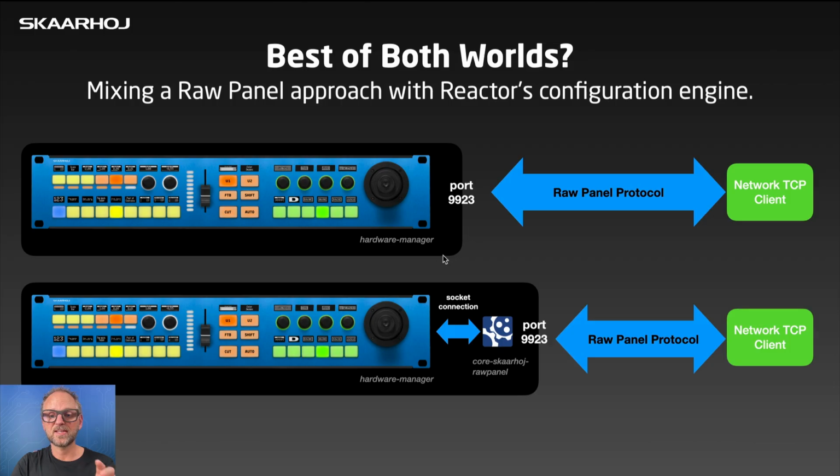So what we have right now is in fact the situation that we saw on the slide. It is the lower one that we have this TCP client on the network using the raw panel protocol to connect to, yes, port 9923, which is Reactor. And Reactor internally is using a socket connection to the hardware manager of the panel. So everything is piped through Reactor right now. Everything you see on that panel. And that means we can now overlay certain sections. So that's what we'll do as the next thing.